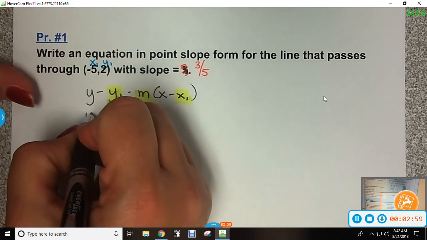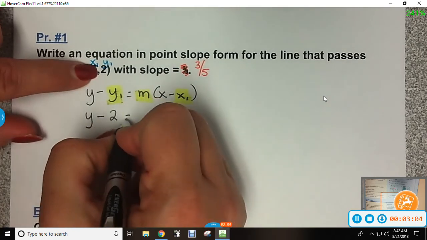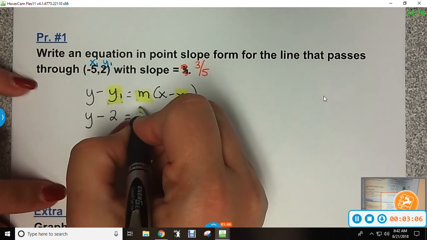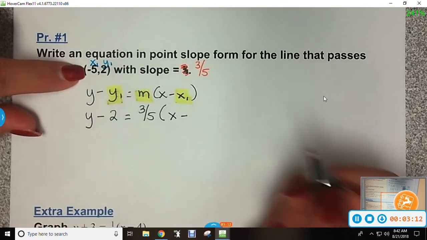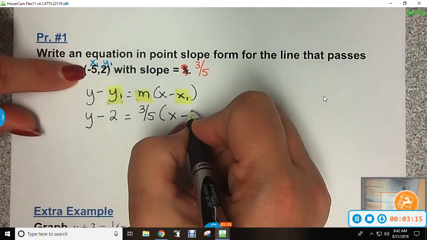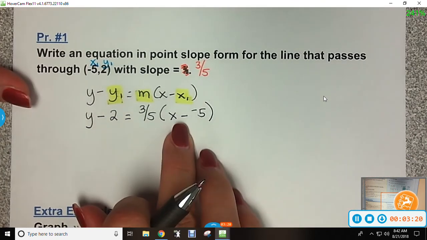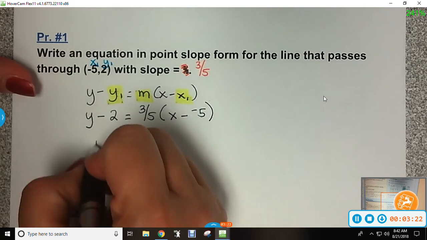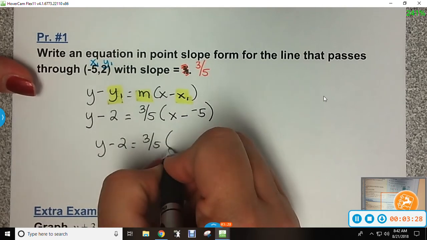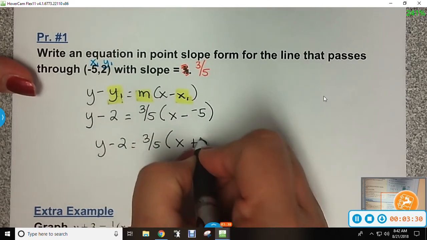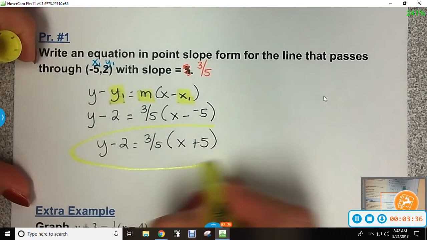So I'm going to have my y minus, now y sub 1 is 2, equals, plug in my slope, so there's my 3/5, x minus, plug in my x sub 1, which is -5. So let's simplify this. Minus a negative becomes plus a positive. So that's y minus 2 equals 3/5 times x plus 5. And this is your point-slope form of the line.